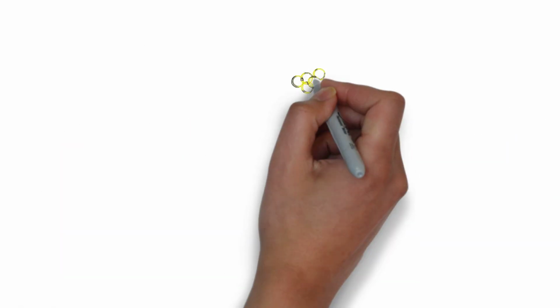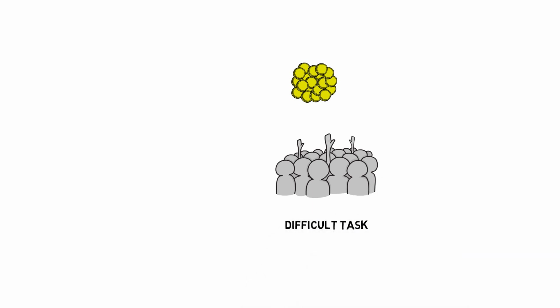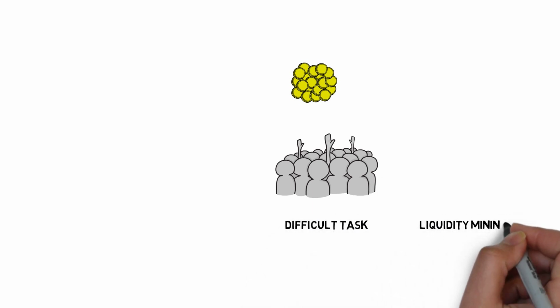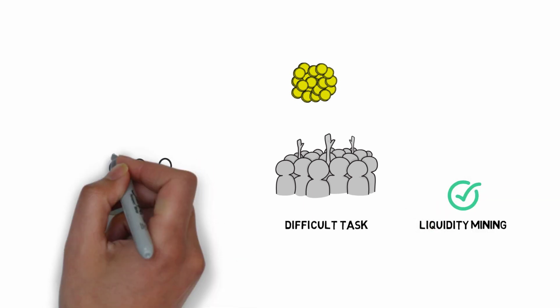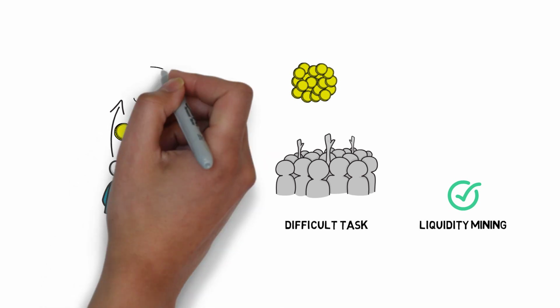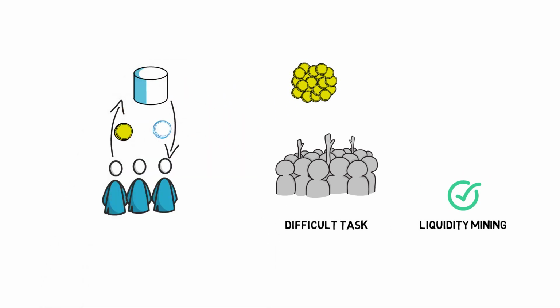Distributing new tokens in the hands of the right people is a very difficult problem for crypto projects. Liquidity mining has been one of the more successful approaches. Basically, the tokens are distributed algorithmically to users who put their tokens into a liquidity pool. Then, the newly minted tokens are distributed proportionally to each user's share of the pool.